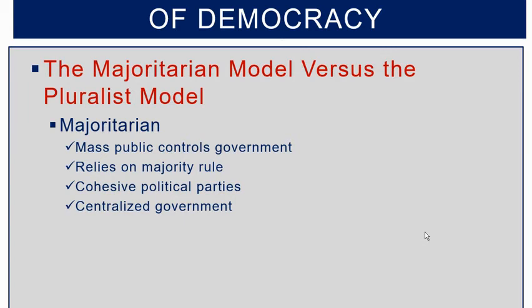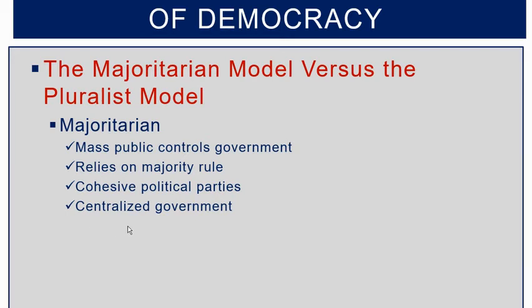Here's the majoritarian model versus the pluralist model. In the majoritarian model, the mass public controls the government. It relies on majority rules. You have to have cohesive political parties, in other words, political parties that stick together very well. And in the United States, our political parties are not very cohesive.